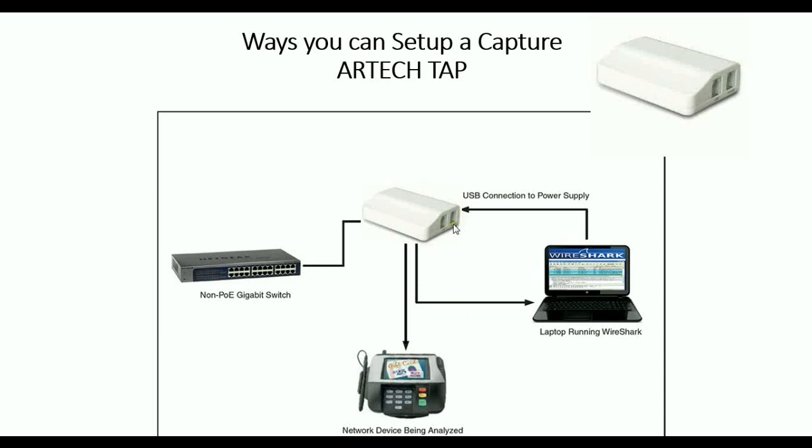In the next video that comes after this, you'll see me actually setting it up and using it. It's got 2 ports on one side and 1 port on the other. The 2 ports, you've got an in port and an out port. So we just basically put our phone or PABX in 1 port, and then the switch that it used to be connected to in the other port. So it's actually in line. On the 3rd port, we put our laptop, which is running Wireshark.